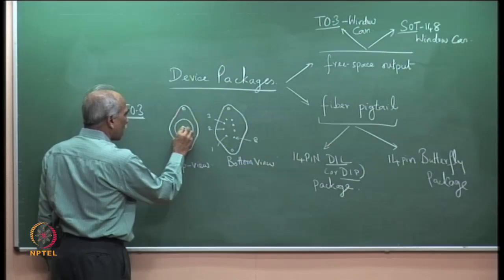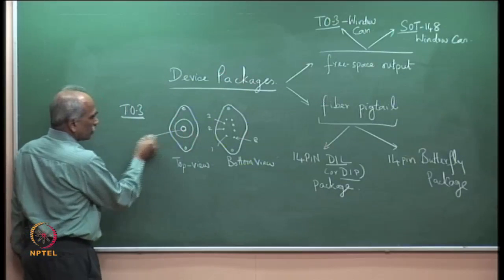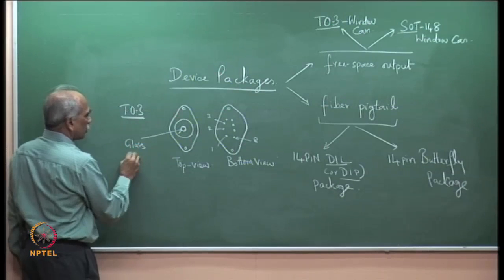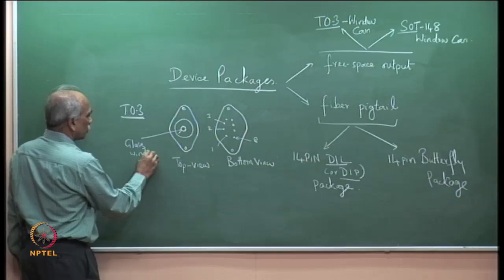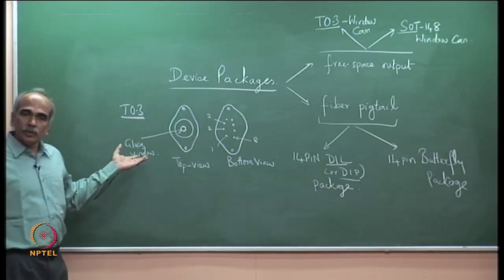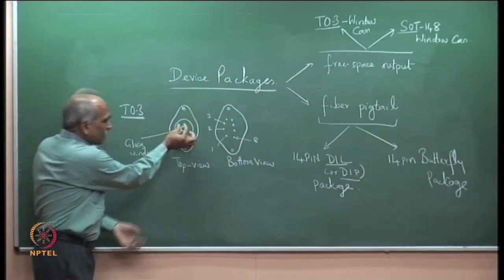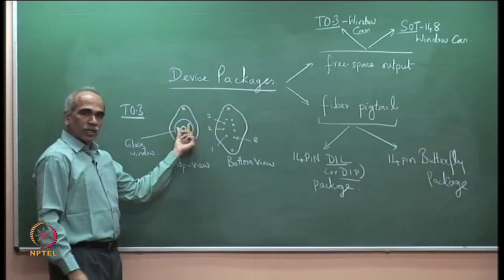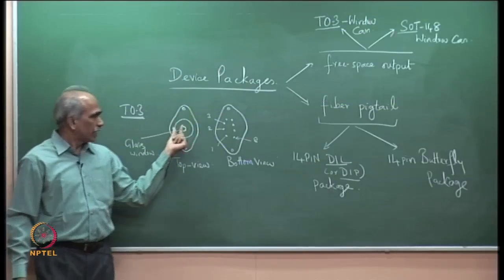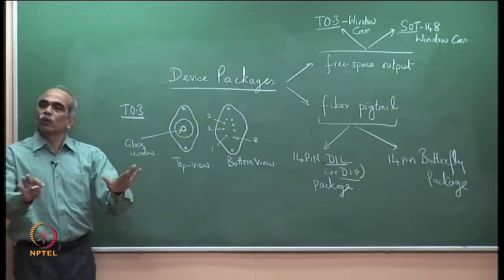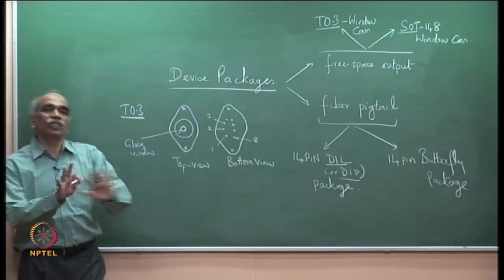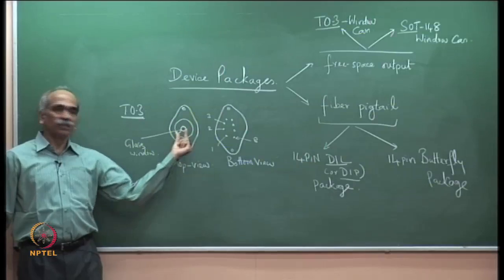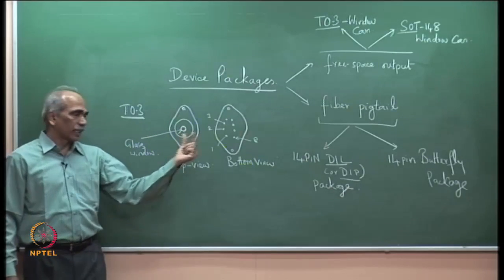This is a glass window. Why do we need a glass window? Because light has to come out. So, light comes out from here in this direction, perpendicular to the board. Otherwise, if the glass window was not there, it would look just like a power transistor. So, there is a glass window from which light comes out like this.